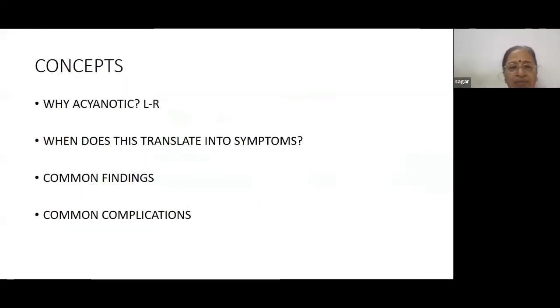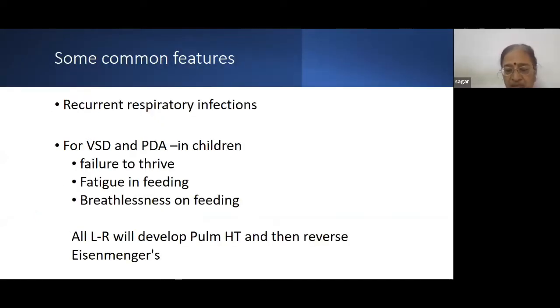So basically, we'll just go through some concepts. Why are they acyanotic? Because they are left to right shunts. So there is oxygenated blood which is coming to the deoxygenated side. So all these shunts are going to be acyanotic. When does this translate into symptoms? That we will go through in the lecture. Some common findings and some common complications we will put on the board before we start the descriptions.